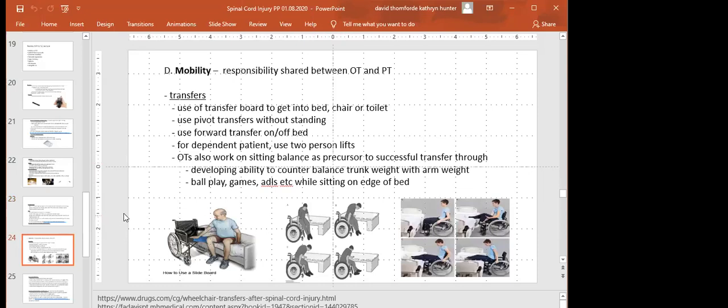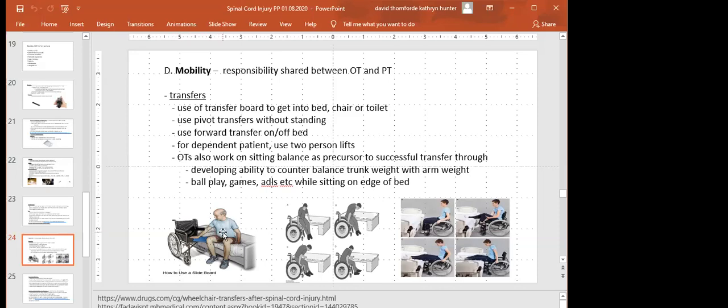Now we can talk about transfers. And just like bowel and bladder was mainly a responsibility shared between the OT and the PT, OT and the nursing, mobility is largely shared between the OT and the physical therapist. And there are many different kinds of transfers that you can use. A person with spinal cord injury can use a transfer board, such as this gentleman is using.